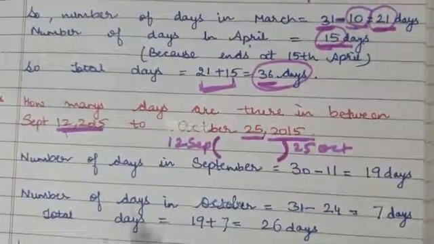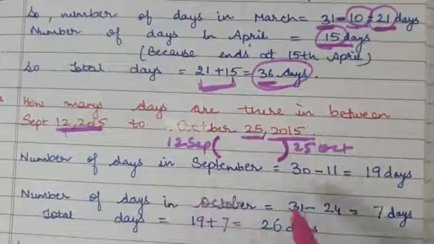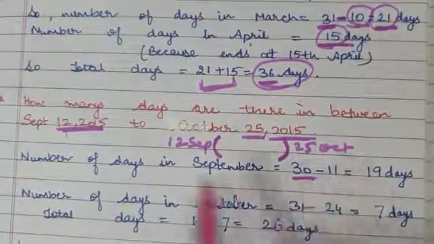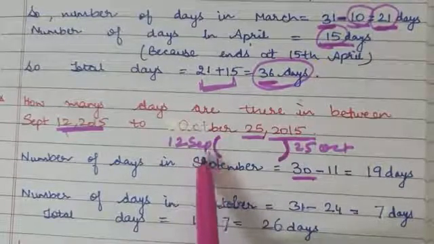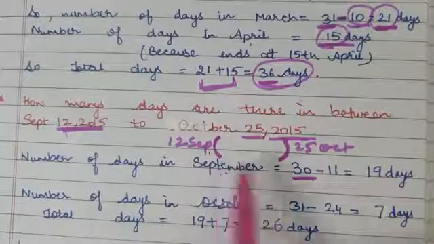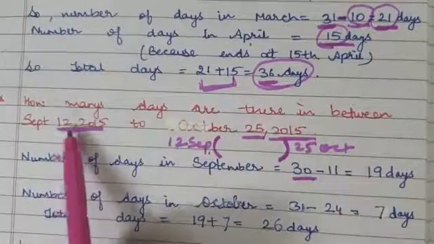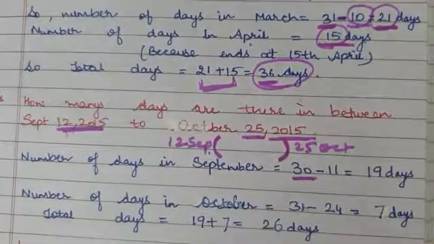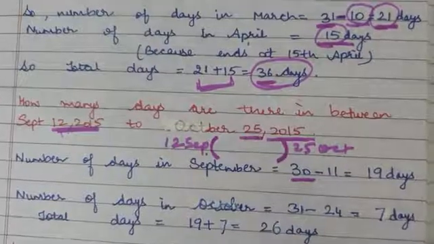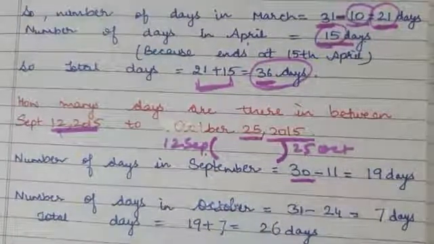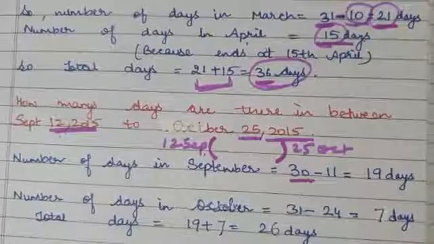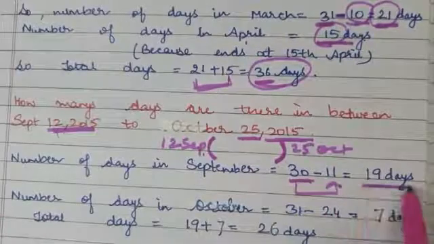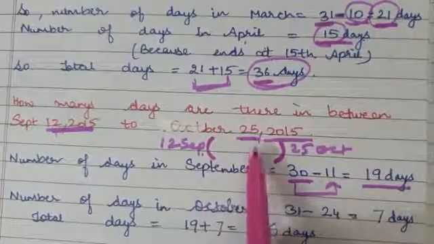So now number of days in September, that will be what? Total number of days. Now see here, we have to tell the number of days in between 12 September to October 25, 2015. Now in month of September, 11 days we will not include. So 30 minus 11 we get 19 days. And in October, how many days?